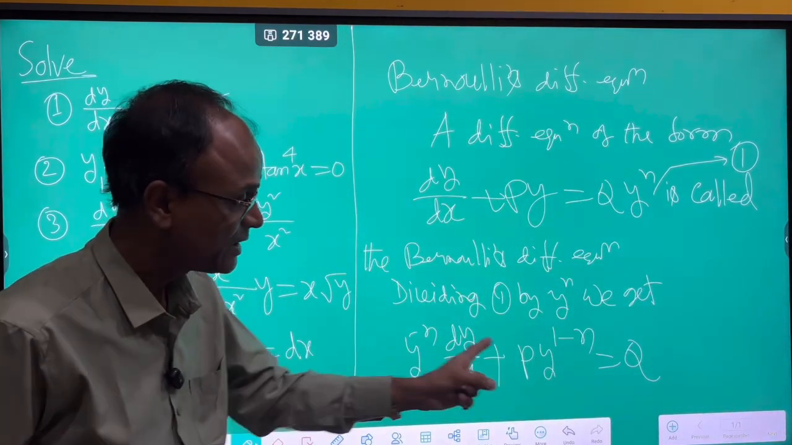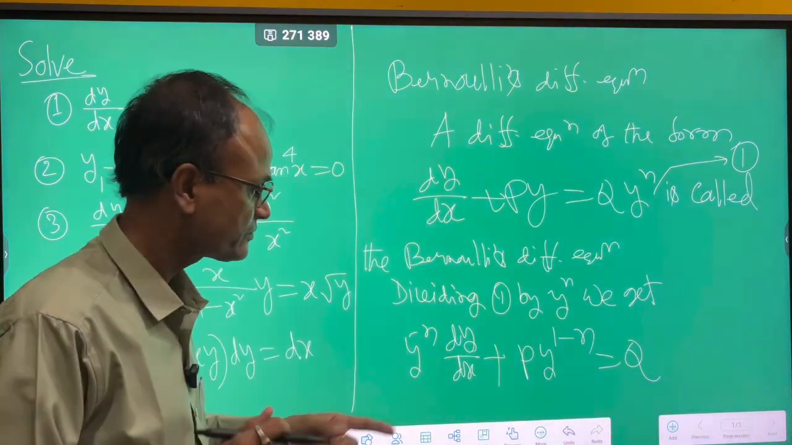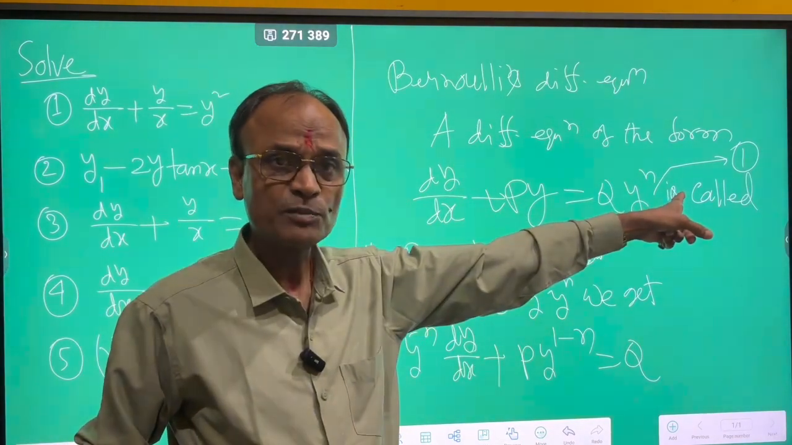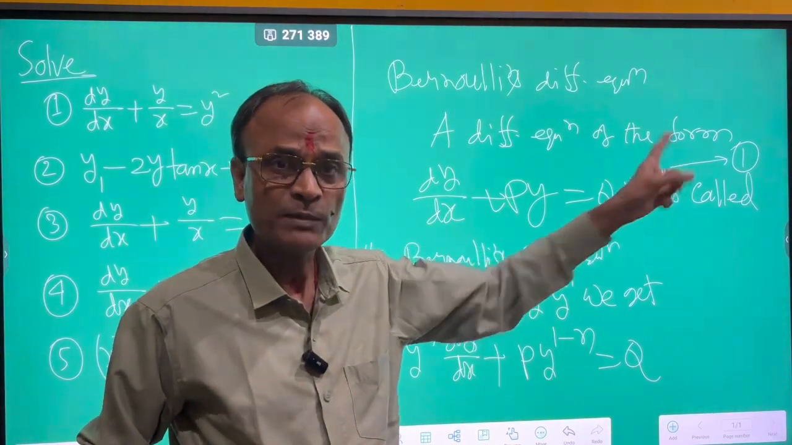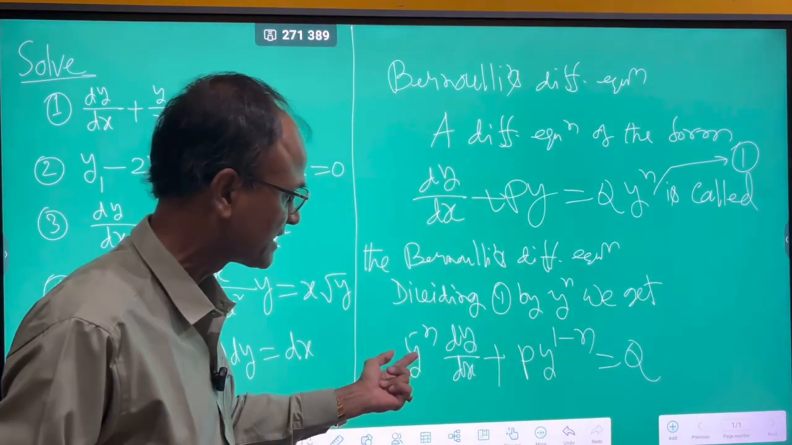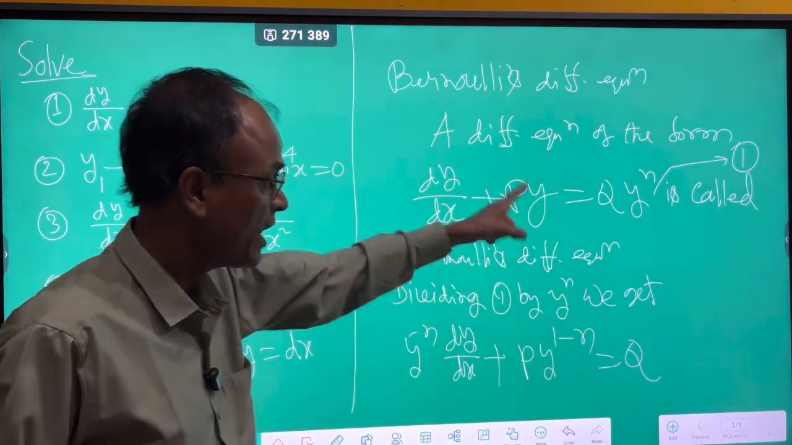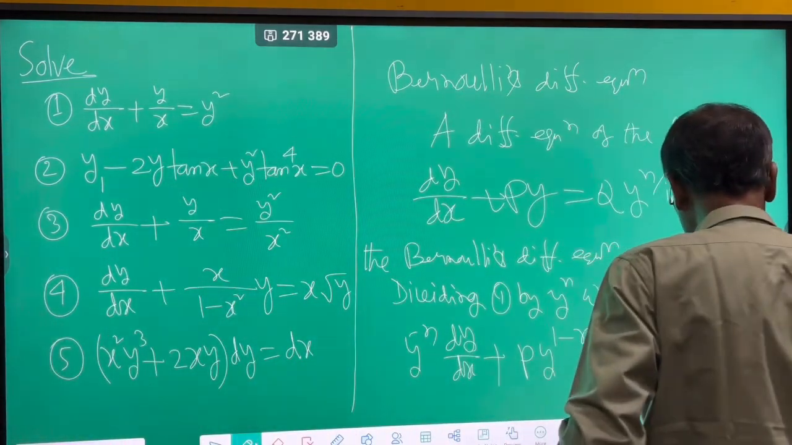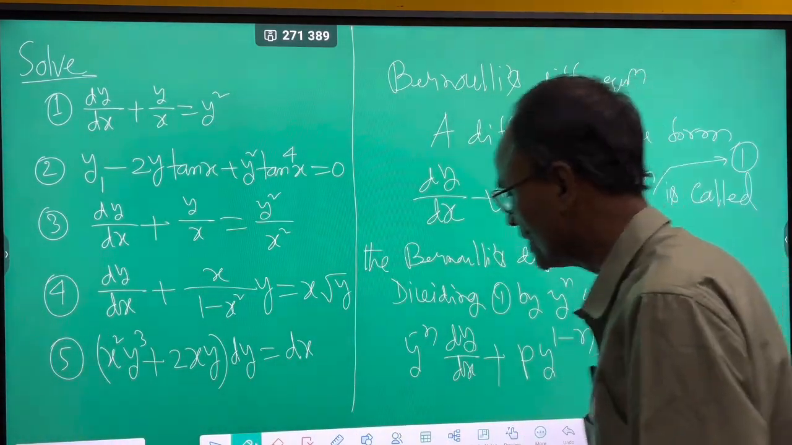Mind that p and q are functions of x only. We divide the differential equation by y to the power n. 1 by y to the power n means y to the power minus n, and y by y to the power n means y to the power 1 minus n. Suppose this is number 2.